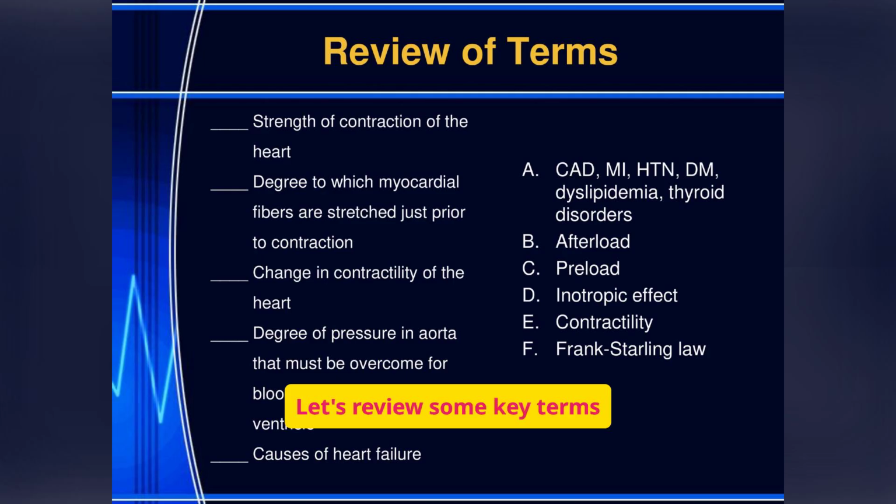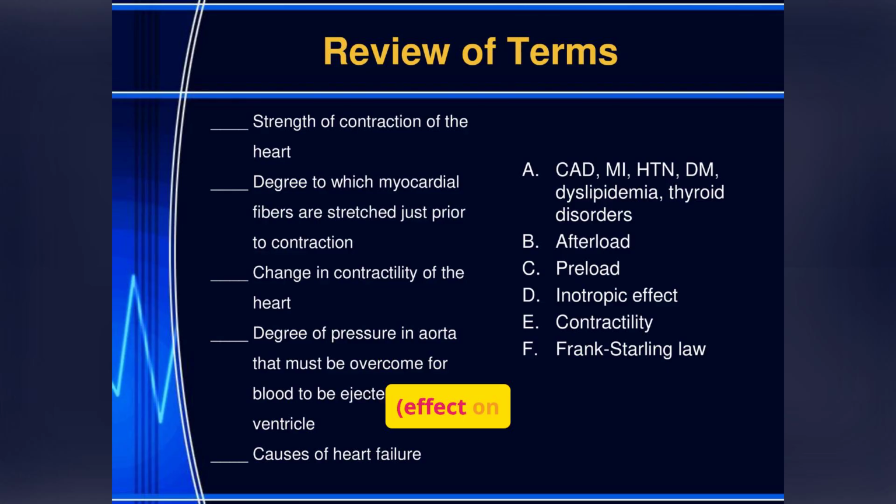Let's review some key terms related to cardiac function. Understanding these terms is essential for grasping how medications affect the heart. Terms like preload, volume in the ventricle before contraction; afterload, resistance the heart must overcome; contractility, strength of contraction; and inotropic effect, effect on contractility, help explain how drugs work.